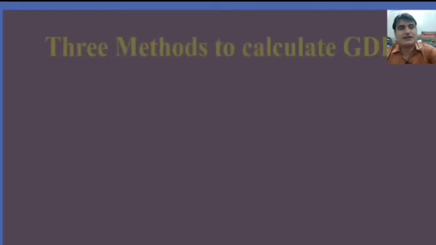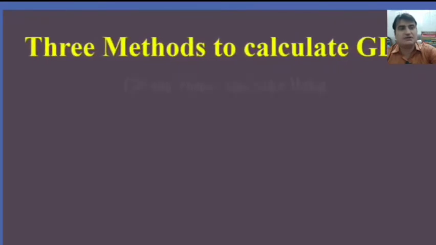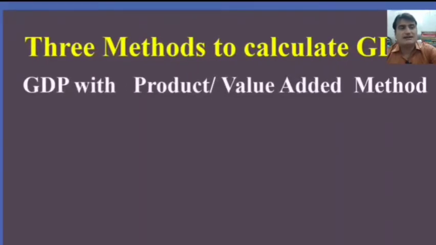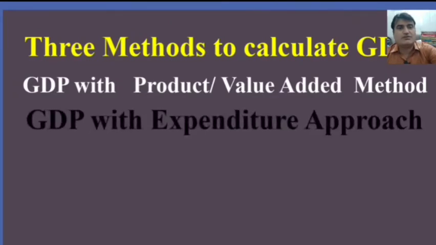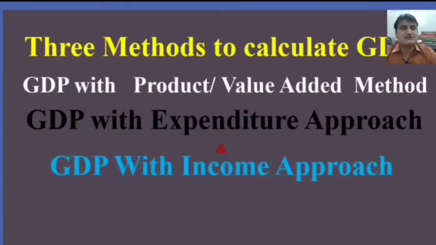I am Dr. Kaval. In the previous lecture, we learned about GDP, GNP, NNP, personal income, national income, personal disposable income, and various components of GDP. In this lecture, we are going to learn three methods to calculate GDP: GDP with the product or value added method, GDP with the expenditure approach, and GDP with the income approach.